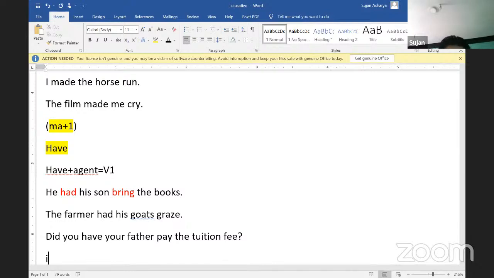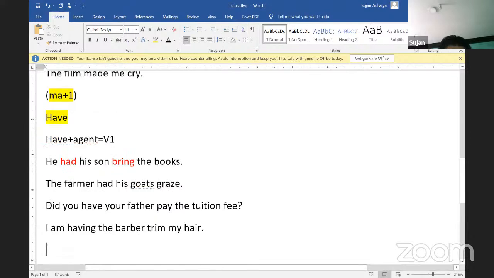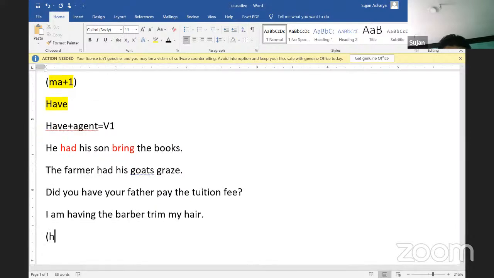I am having the barber trim my hair. It means have or forms of the have verb followed by agent takes V1. This is the second formula. MA1, HA1. Now, make done, have done.